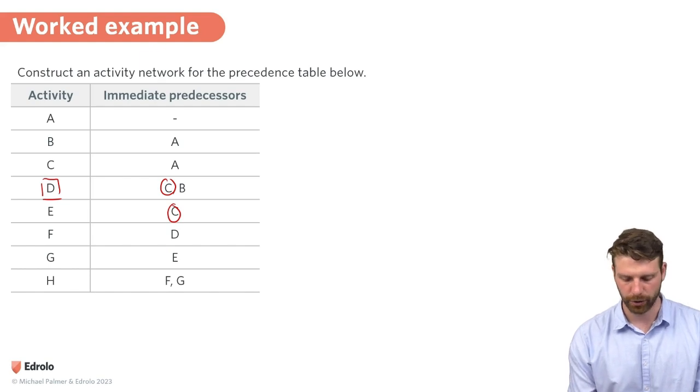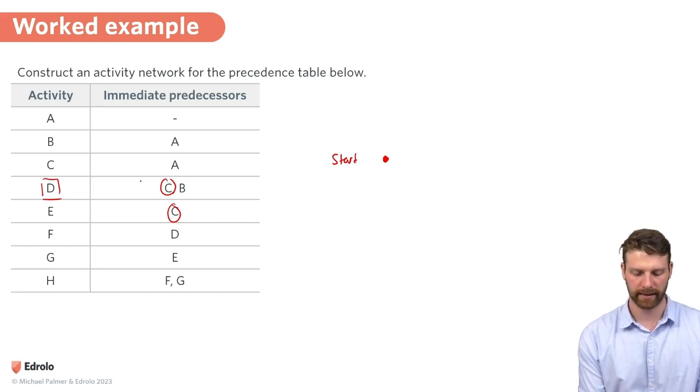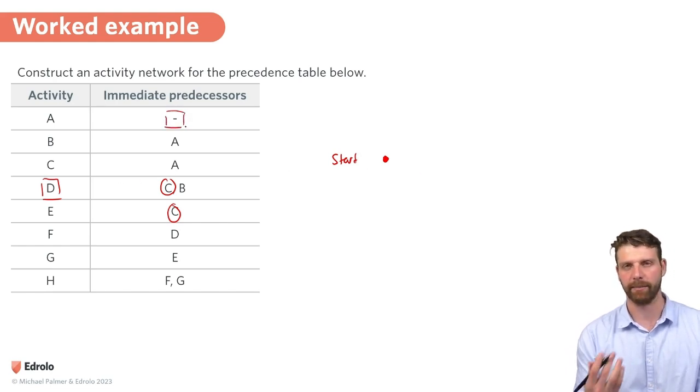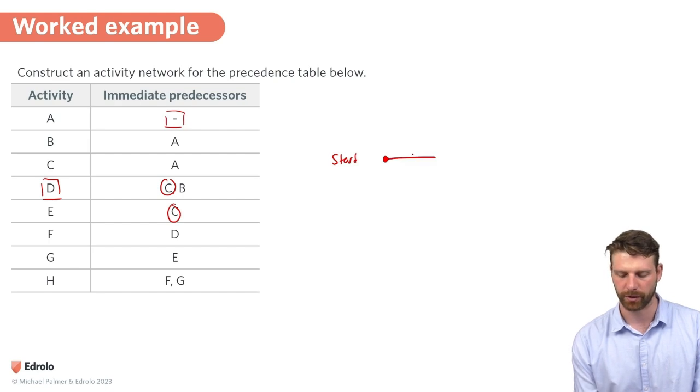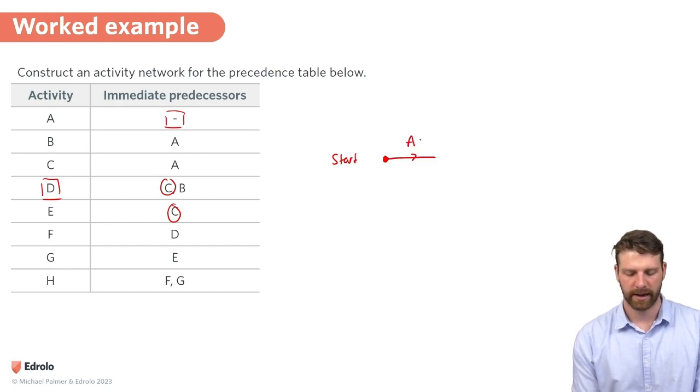Okay, let's start drawing. We'll put the start in, draw a vertex. And then I can see that A is the only one without any immediate predecessors, so we'll just draw A coming out of the start. And then here I can see A is an immediate predecessor for B and C, so I'm going to draw a fork off here.